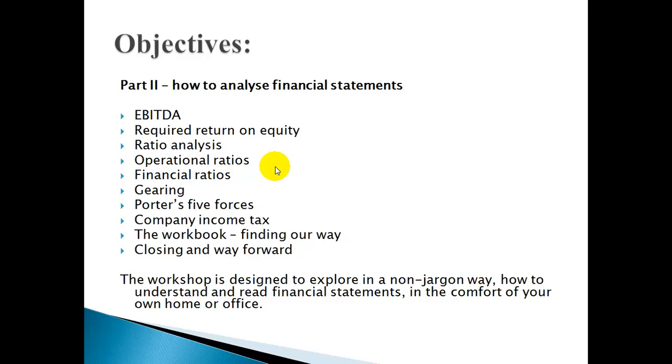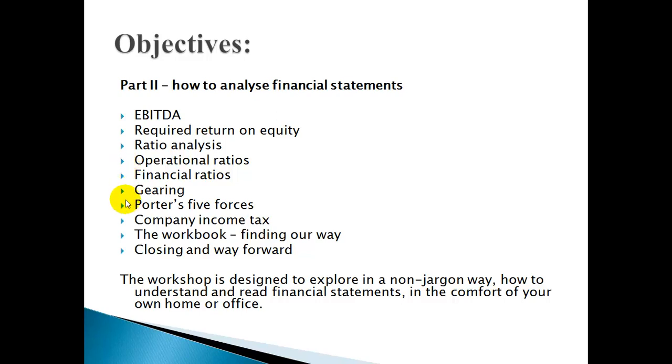In part 2, we're going to look at how to analyze the financial statements. Now that you know what they are, part 2 is about how to analyze them. We're going to look at EBITDA, a key ratio used by analysts all around the world. Required return on equity. What does this mean? Compare you to Warren Buffett. Ratio analysis. I'm going to share with you a two-pronged approach to analyzing ratios, nothing like you've learned in textbooks. We're going to look at operational level, and at capital structure or financial level. We're then going to look at gearing, and we'll have a discussion on gearing.